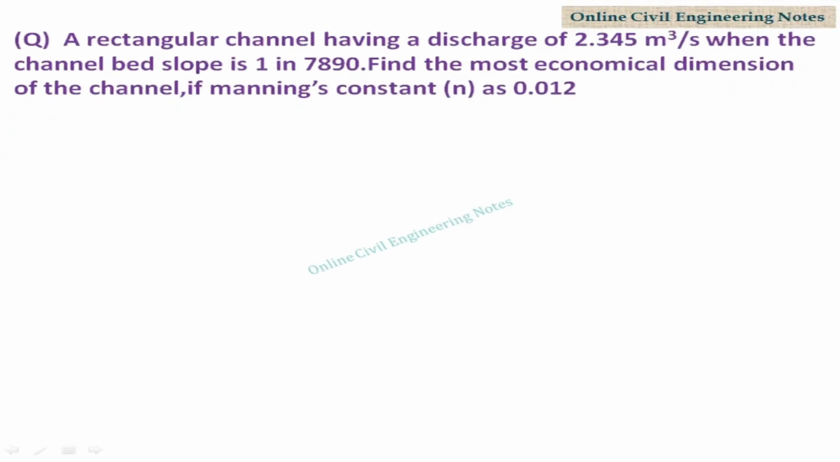A rectangular channel having a discharge of 2.345 meter cube per second when the channel bed slope is 1 in 7890. Find the most economical dimension of the channel if Manning's constant n is 0.012.